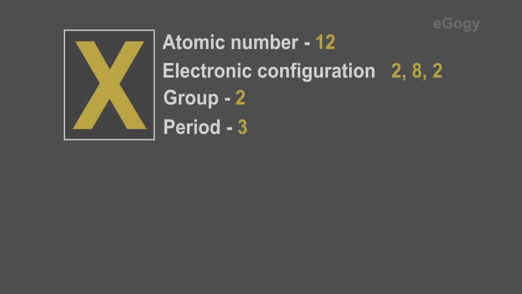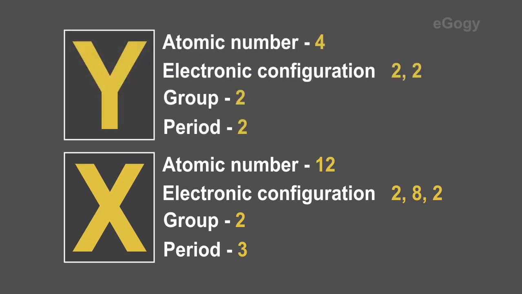For example, consider an element X having atomic number 12. The electronic configuration will be 2, 8, 2. From this we can understand that the group is 2 and the period is 3. If the element Y is just above the element X, then its electronic configuration is 2, 2. From this, it's clear that the valency for both elements X and Y are same.